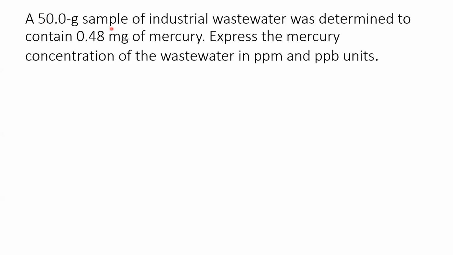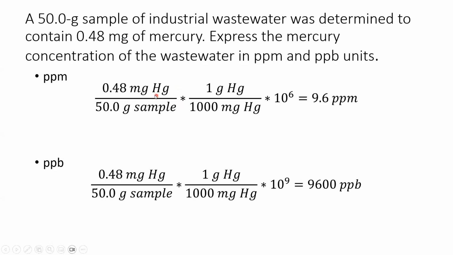But again, we just have to make sure those units cancel. So we're going to convert one of these to the other. You could convert 50 grams to milligrams. You could convert 0.48 milligrams to grams. We just need to make sure that these units match. So what I did is just start with 0.48 milligrams over 50 grams, and then do that unit conversion. So 1,000 milligrams is equal to 1 gram. Milligrams will cancel. We'll just be left with grams on top, grams on the bottom. And that's the same way I'm starting the parts per billion, because it's the same sample.